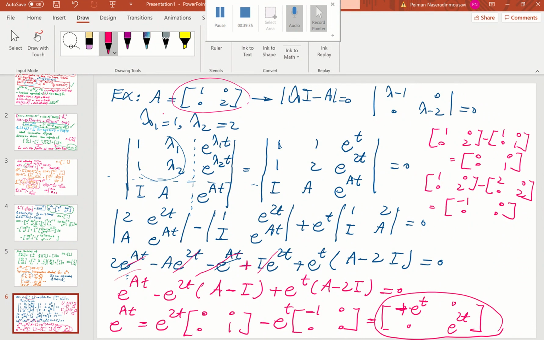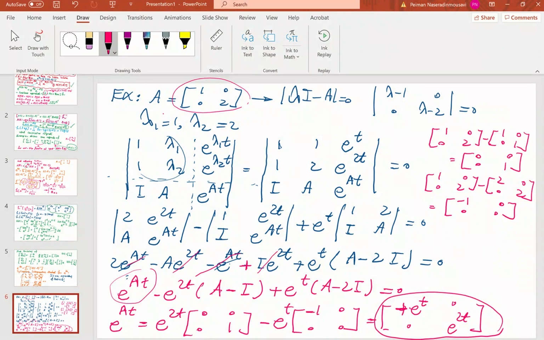So e^At that we want to find, moving to the other side of the equation, is going to be e^2t and minus e^t in this, right? So this is 0, 0, 0, this, and appears here. And here minus and minus plus, so plus e^t. So this is your matrix exponential.